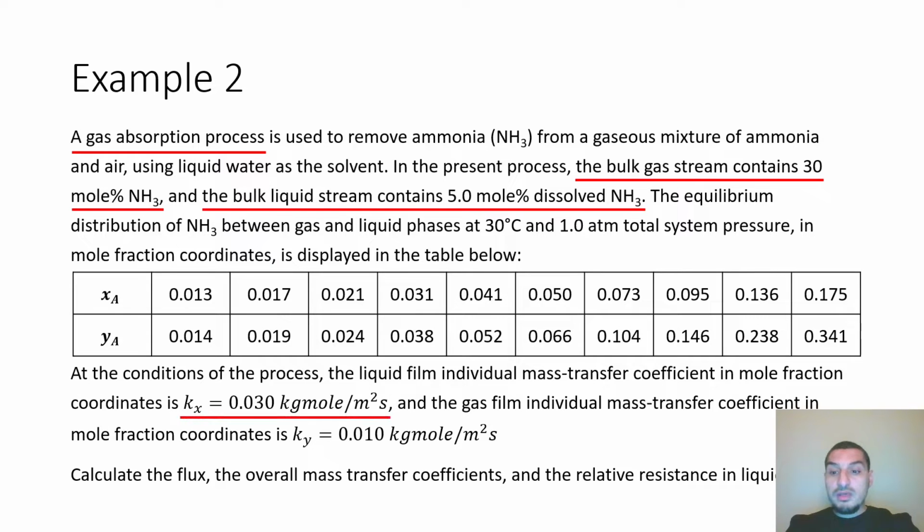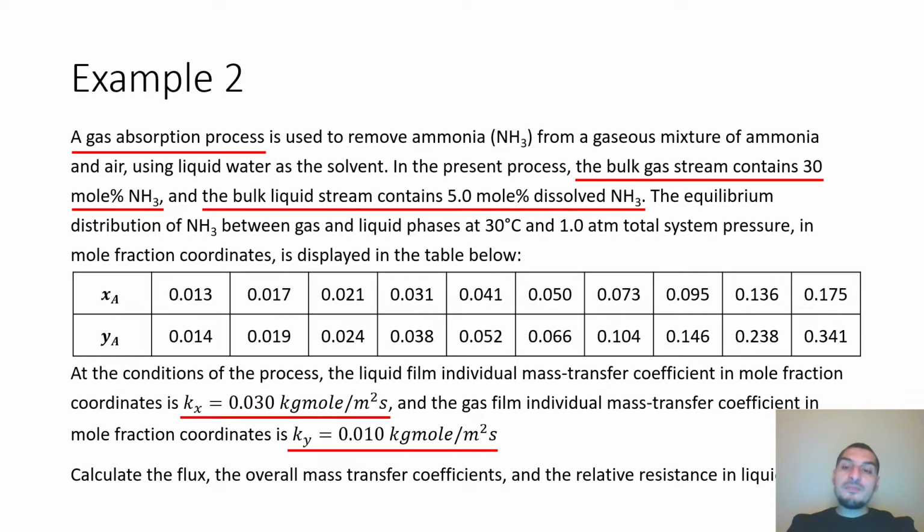We have here the mass transfer coefficients in the liquid phase and the gas phase, and we need to calculate the flux, the overall mass transfer coefficient, and the relative resistance in the liquid phase. So if you take a look at this problem with the inputs that we have, you would see that all the inputs are in the units of mole fraction. So I don't need to do any unit conversion as we did in the previous problem. But in this case, we have a challenge which is related to the equilibrium relation. We don't have it as an equation, we have it as tabulated data.